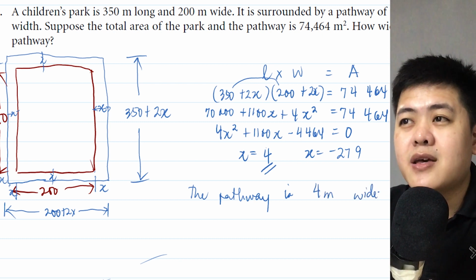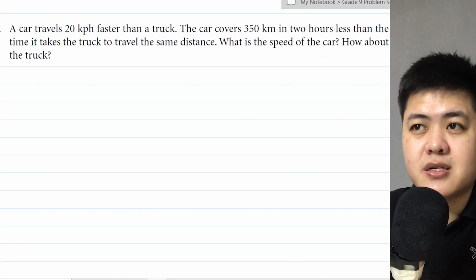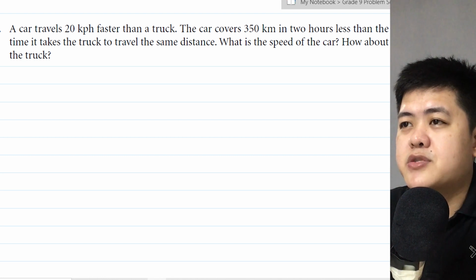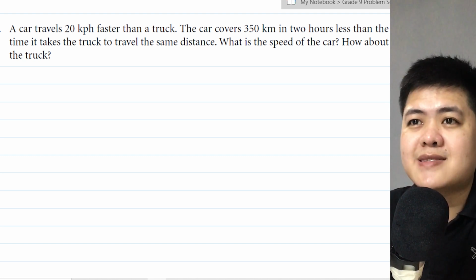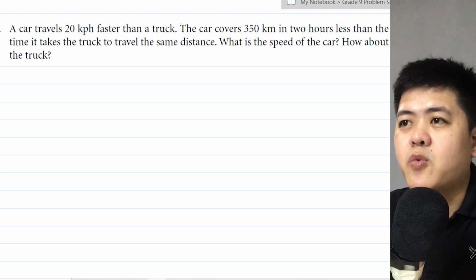Okay. So, let's have number 2. A car travels 20 km faster than a truck. The car covers 350 kilometers in 2 hours less than the time it takes the truck to travel the same distance. What is the speed of the car?